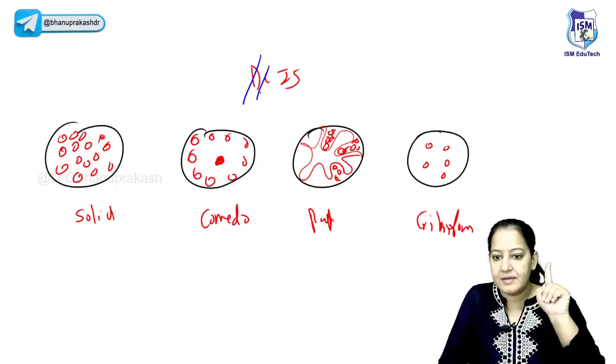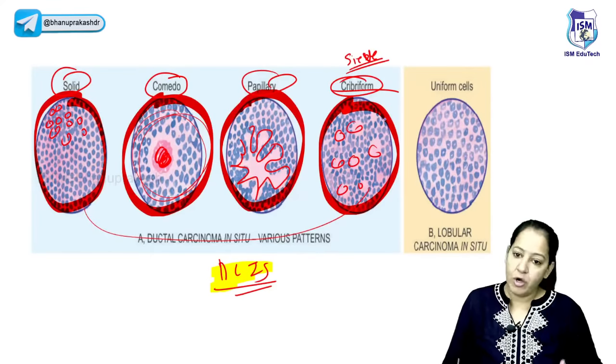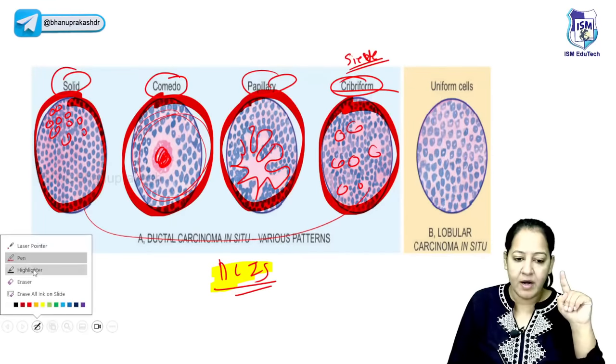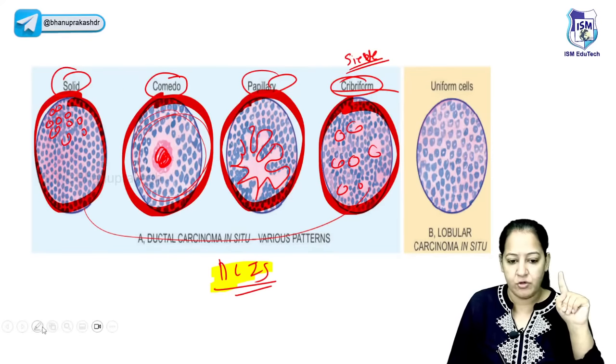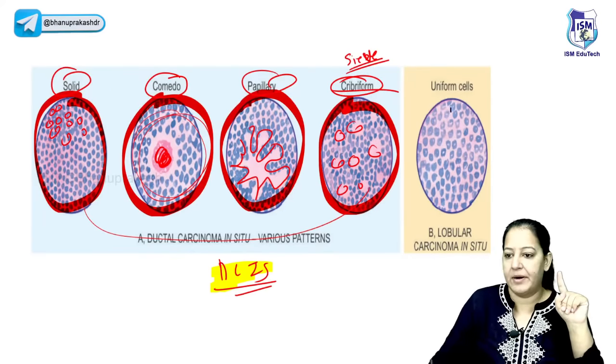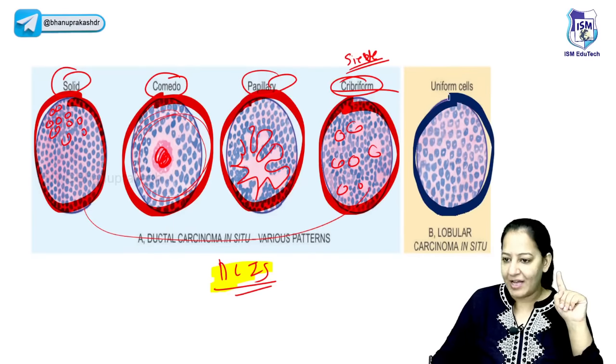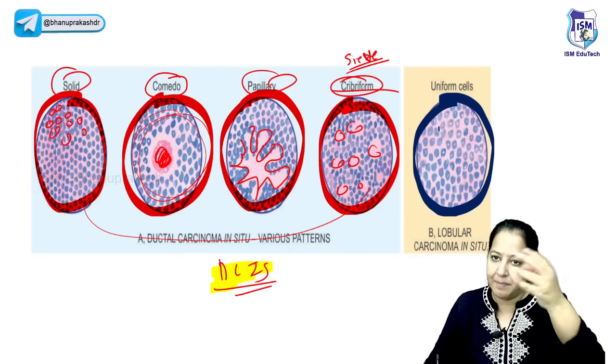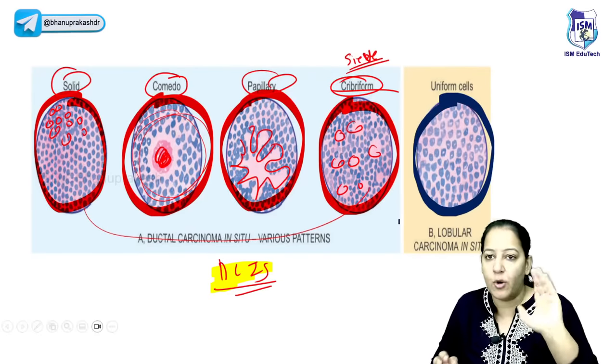The full form is ductal carcinoma in situ. Okay. Now coming to lobular carcinoma in situ. The lobular carcinoma in situ is only one type. It's not four types. You can see the diagram. This is a lobule. Actually, one duct is shown to you, but you can imagine multiple ductules. That is one lobule.